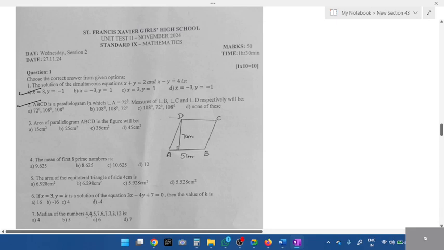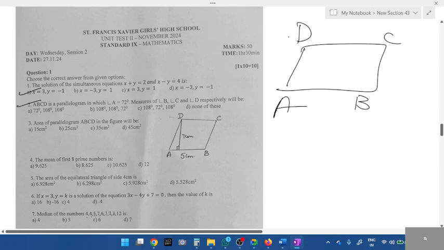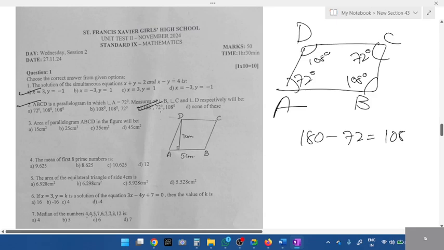ABCD is a parallelogram. Look, I'll quickly draw a parallelogram, ABCD. Which angle is 72? Angle A is 72. What about angle C? Angle D is how much? 180 minus. What about angle B? Which option? What's the answer for BCD, students? 108, 72, 108. Option? Option C is the answer. Clear? Understood? Draw the diagram, solve the question.